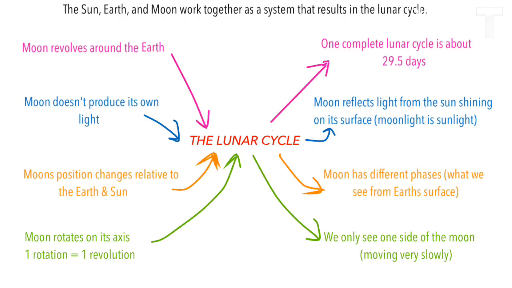And the moon's position changes relative to Earth and Sun as it revolves or moves around the Earth. The result is that we see what looks like different shapes of the moon or different phases. Finally, the moon rotates just like the Earth on its axis. But unlike the Earth, the time it takes the moon to rotate one time equals the amount of time it takes to revolve around the Earth. The end result of this is that we only end up seeing one side of the moon through the entire lunar cycle, and it's moving very slowly.